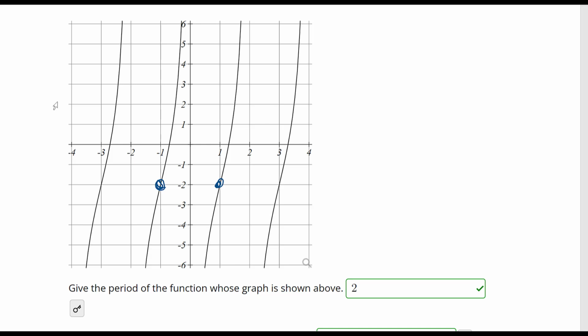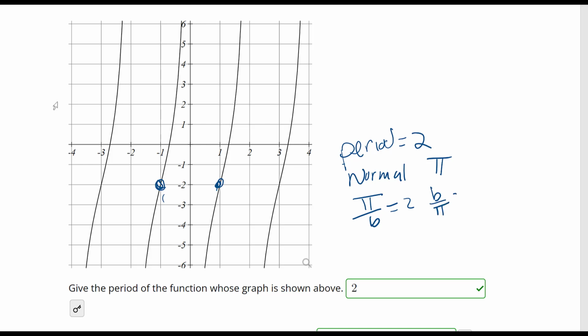That is from negative 1 to 1, so our period is 2. Now, normally the period is going to be pi. So our pi over b will equal 2. So b over pi, if I do the inverse, is 1 over 2. So b would be pi over 2. So when I'm putting this together in the formula, b is pi over 2.